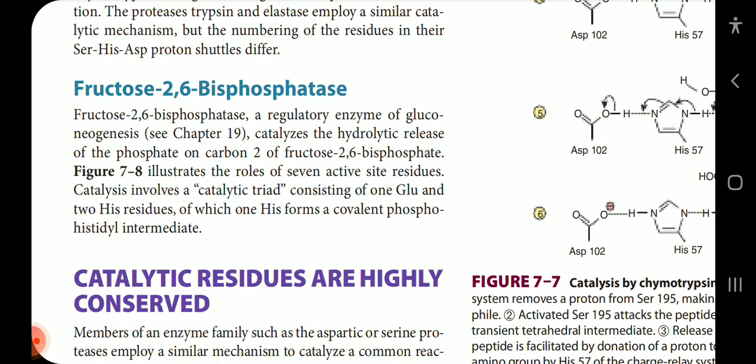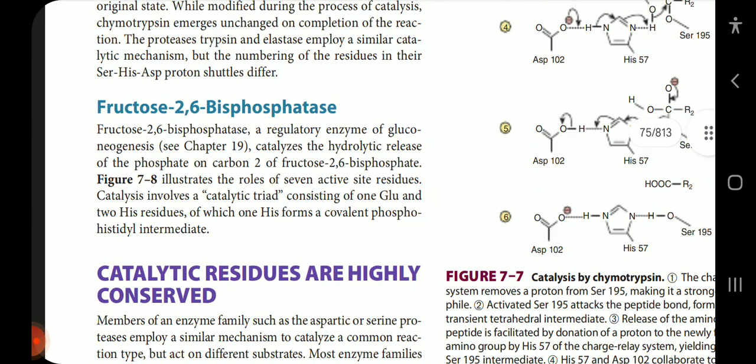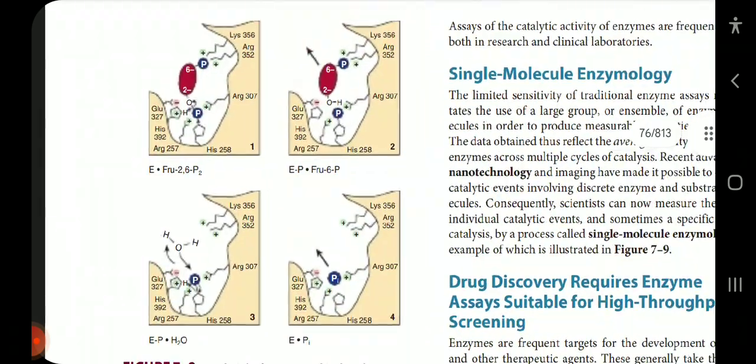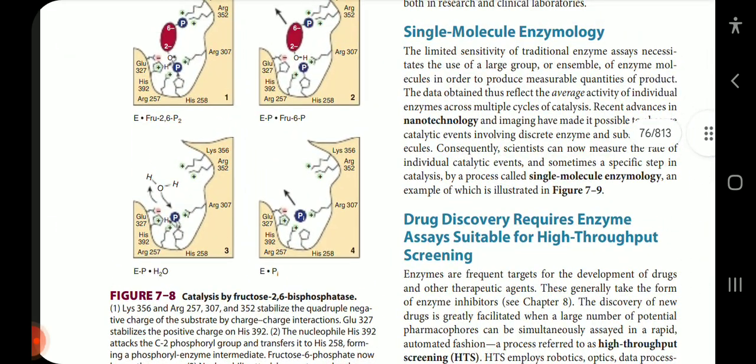Fructose 2,6-bisphosphatase, a regulatory enzyme of gluconeogenesis, catalyzes the hydrolytic release of the phosphate on carbon 2 of fructose 2,6-bisphosphate. Figure 7.8 illustrates the role of 7 active site residues. Catalysis involves a catalytic triad consisting of one Glu and two His residues, of which one His forms a covalent phosphohistidyl intermediate. As we can see in figure 7.8, this is the catalysis by fructose 2,6-bisphosphatase.